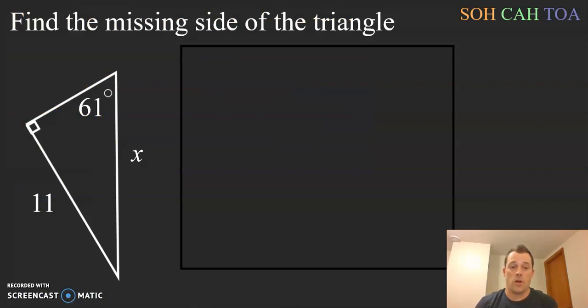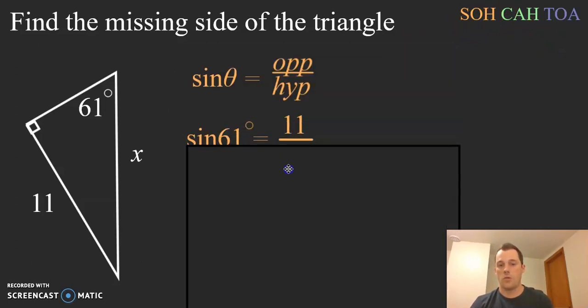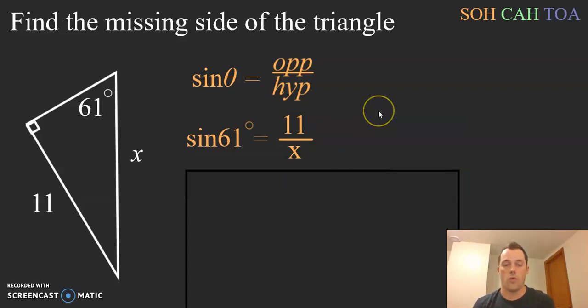In this example, we've got 61 degrees here, and we're using the opposite side and the hypotenuse. So if we're using opposite and hypotenuse, that means that we're using our sine function. So sine of theta is opposite over hypotenuse. We go ahead and plug our known values in. So this one's a little different. This one has our unknown value that we're trying to solve for in the denominator. So we would multiply by x on both sides to get rid of that x in the denominator.